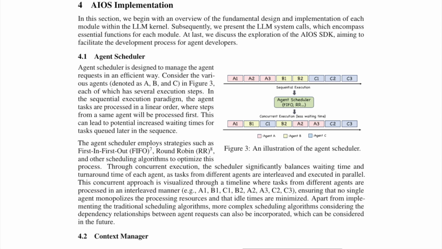Apart from implementing the traditional scheduling algorithms, more complex scheduling algorithms considering the dependency relationships between agent requests can also be incorporated, which can be considered in the future. Figure 3, an illustration of the agent scheduler.